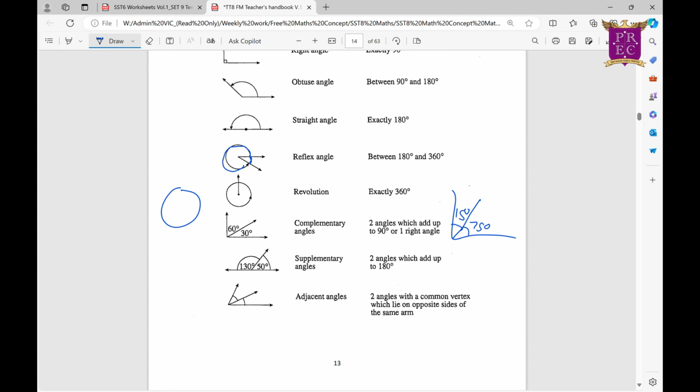Okay. And adjacent angles are two angles with a common vertex, which lie on opposite sides of the same arm. So, if you have a look at these two angles, they have the same vertex, but they lie on the opposite sides of the same arm. So for this arm it lies here, and for this arm it lies here. Okay, that's why they're adjacent angles. Alright, let's keep going.